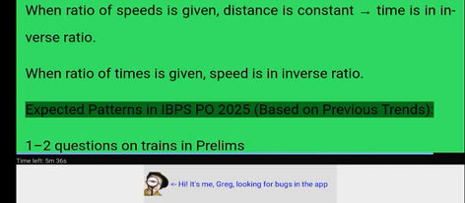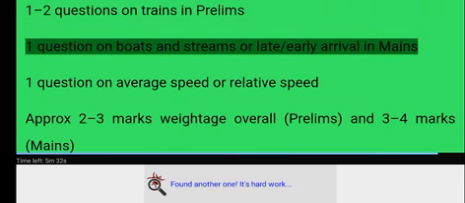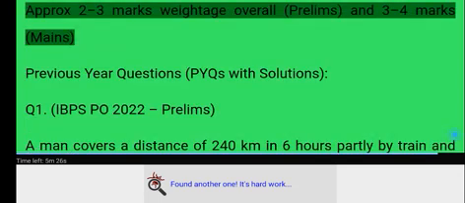Expected patterns in IBPS 2025 based on previous trends. One to two questions on trains in prelims. One question on boats and streams or late and early arrival in mains. One question on average speed or relative speed. Approximately 2 to 3 marks weightage overall in prelims, and 3 to 4 marks in mains.